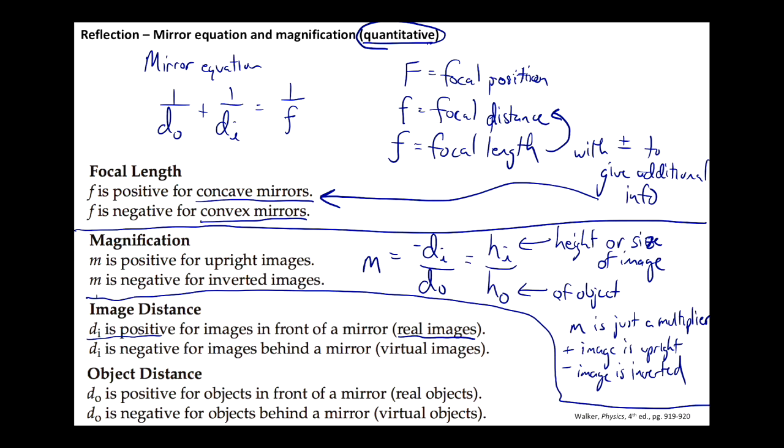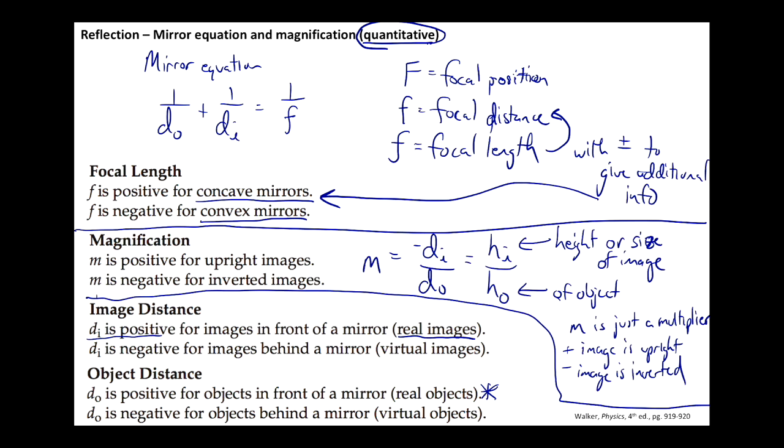Yeah? Something bother you there? Yeah, I agree with that. We're going to focus on this one because this is typical, right? Something physical is in front of the mirror. We have an object that's an actual thing sitting a certain positive distance in front of the mirror.